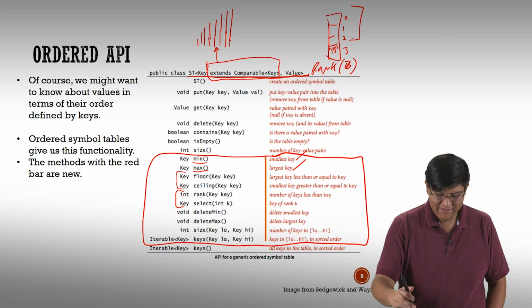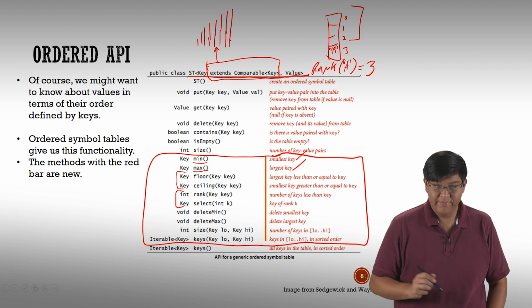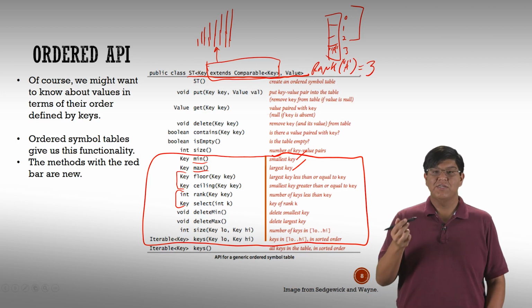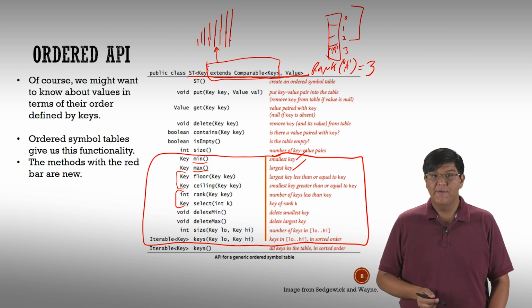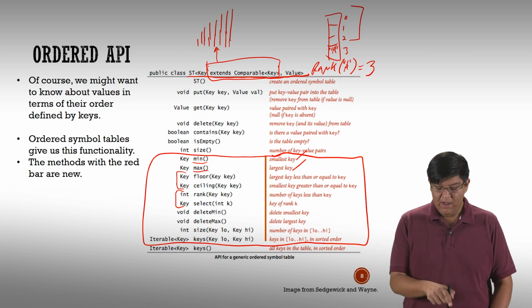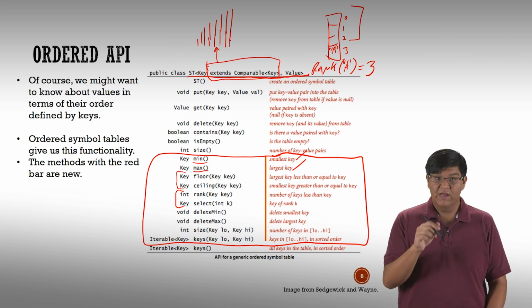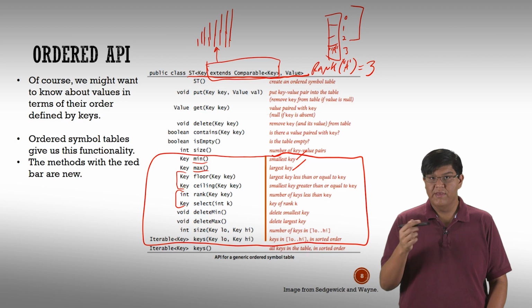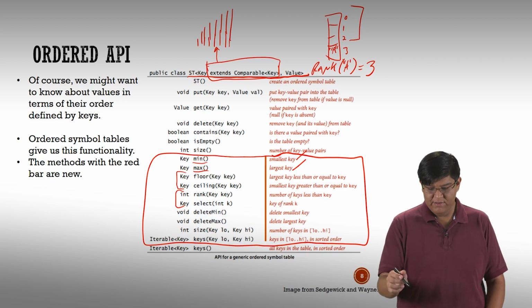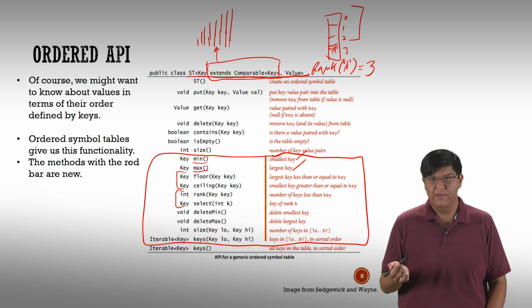It should be rank of A, not rank of 3. Rank of A gives me back 3. So if you imagine an array under the hood, it gives me back the index of where it's stored. Select is basically the opposite. Select is saying key of rank K. So if I do select of 3, it gives me the element with 3 things underneath it, which would be A here. Slots 0, 1, 2 are underneath it.